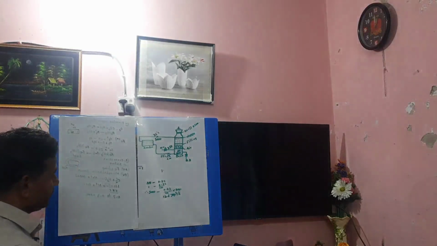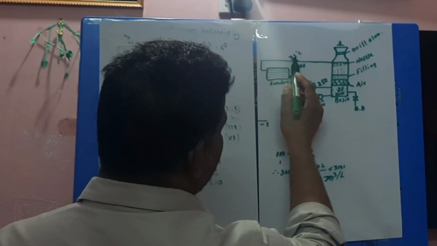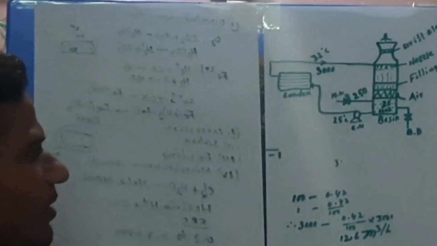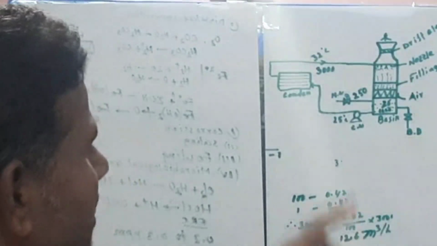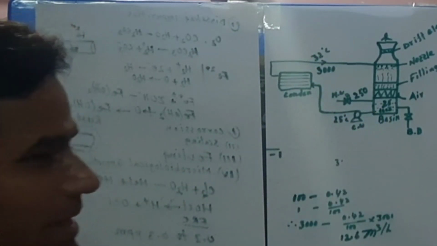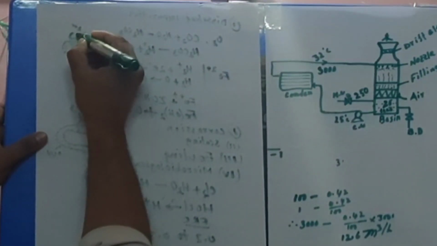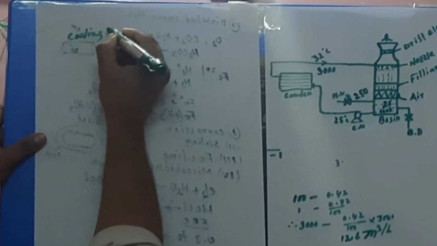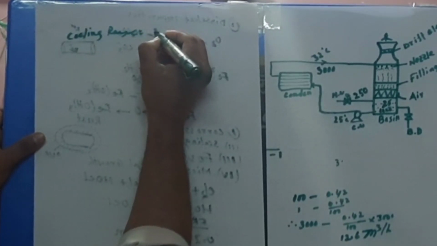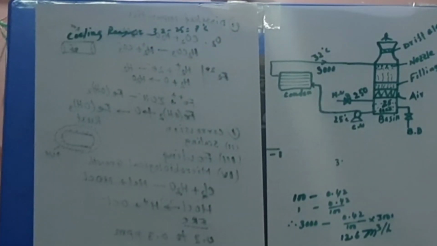You have seen in my previous video I already discussed return water temperature 32 degrees centigrade. After evaporation, this temperature has come down to 25 degrees centigrade. So how much difference happened? 32 to 25, that means 7 degrees temperature reduced. So this temperature is called cooling range. Cooling range means temperature difference. So 32 minus 25 equals 7 degrees centigrade. It is called cooling range.